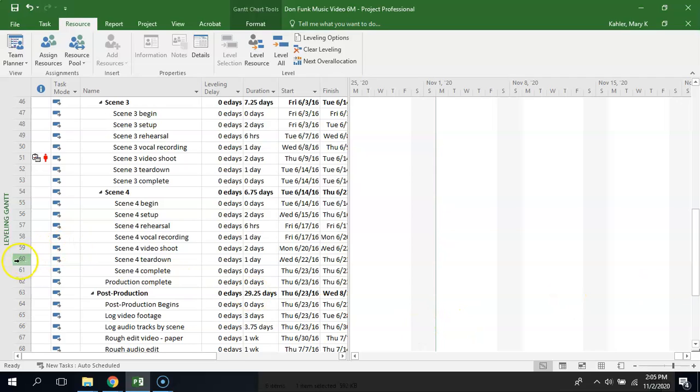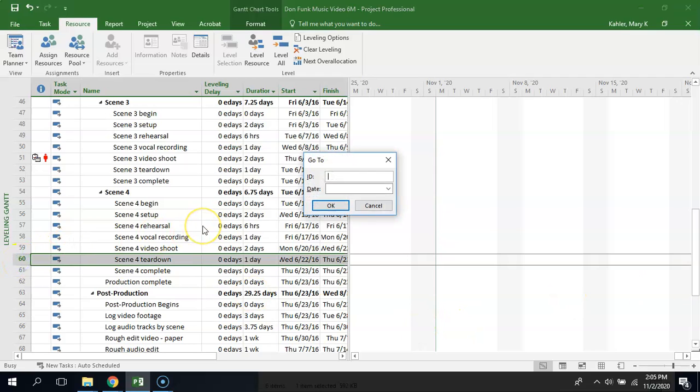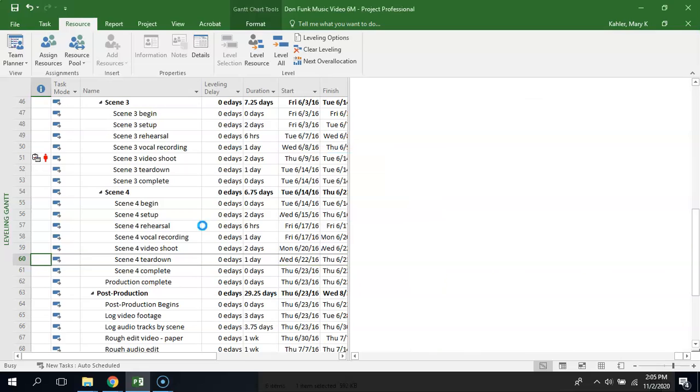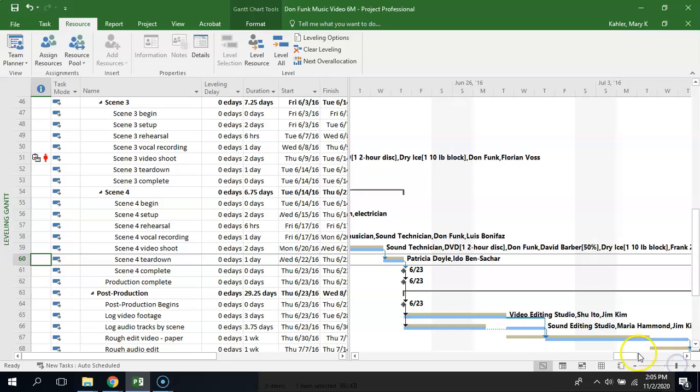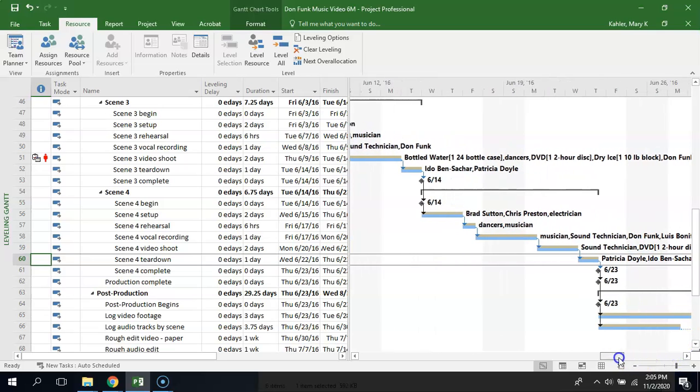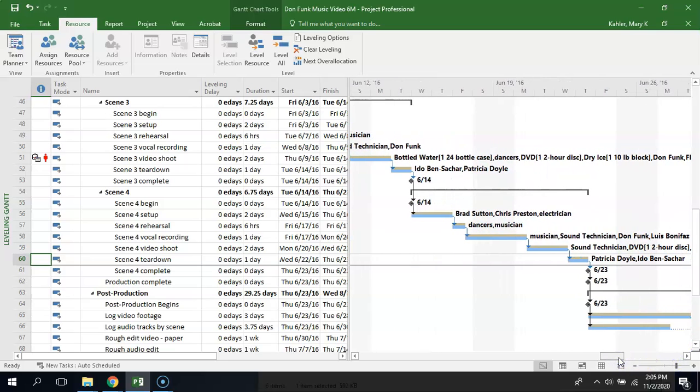We're going to go down to task 60. Click that open, and now we can see that there's basically 2 bars for every one of these tasks. I'm just going to make it a little bit bigger. There's a gray bar and a blue bar.